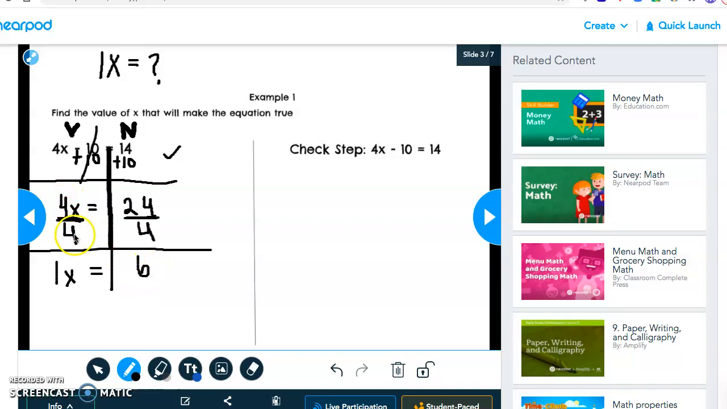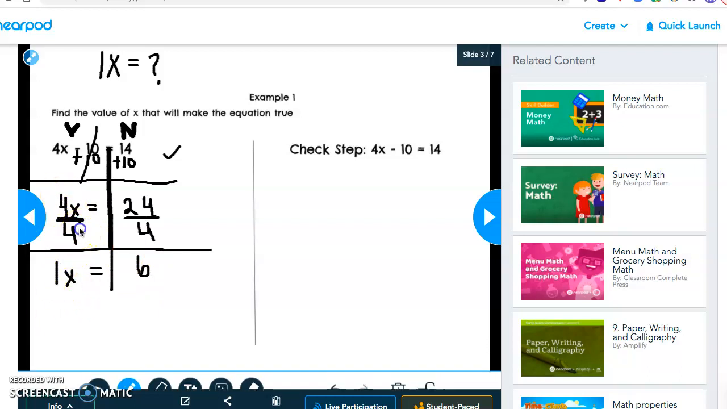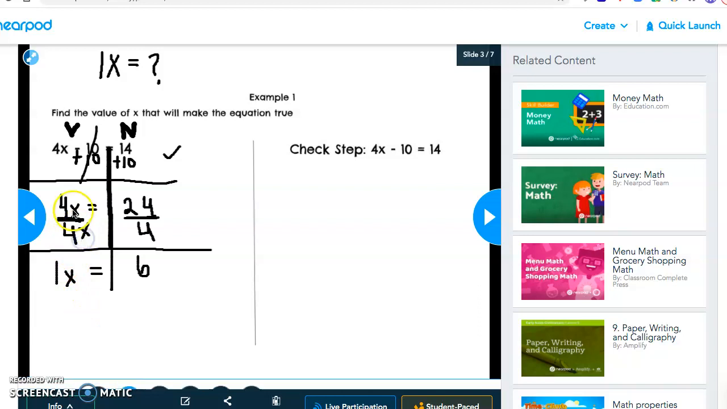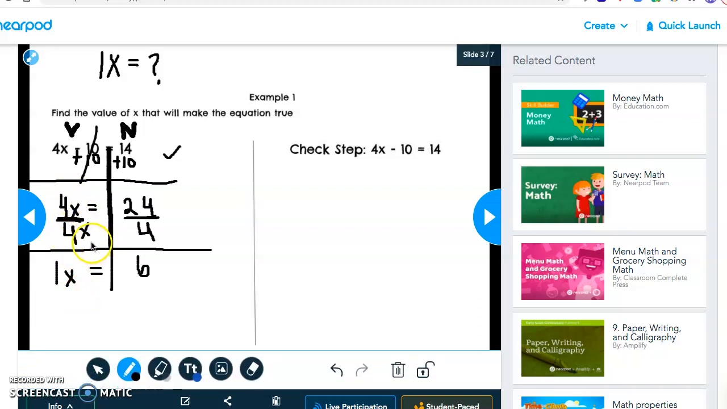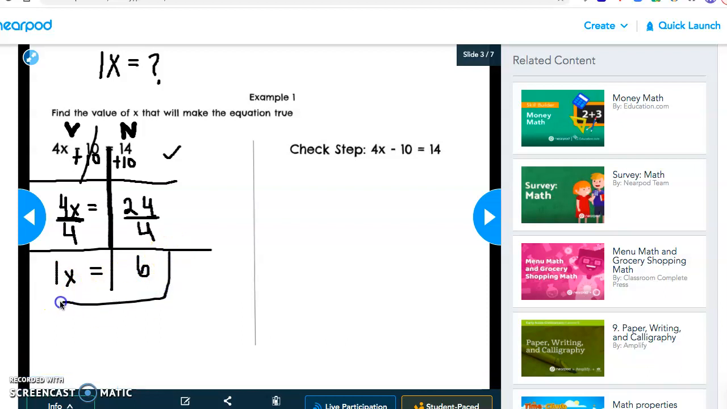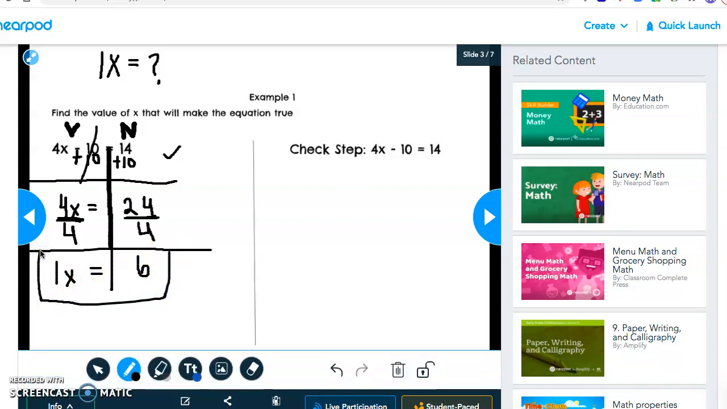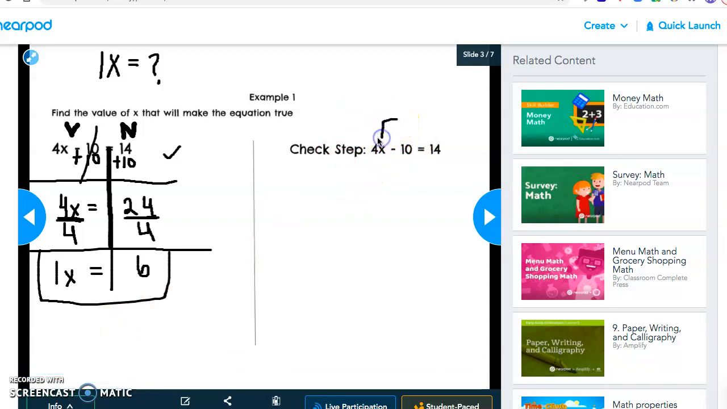And we divide by 4, not by 4x, because if we divided by 4x, that would give us a 1. 4x divided by 4x would be 1. No, that's not what we want. We want 1x. So our answer, what we're saying is 1x equals 6. I just need to make sure that that's correct. And that's where we use the check step, where we check if x is actually right.